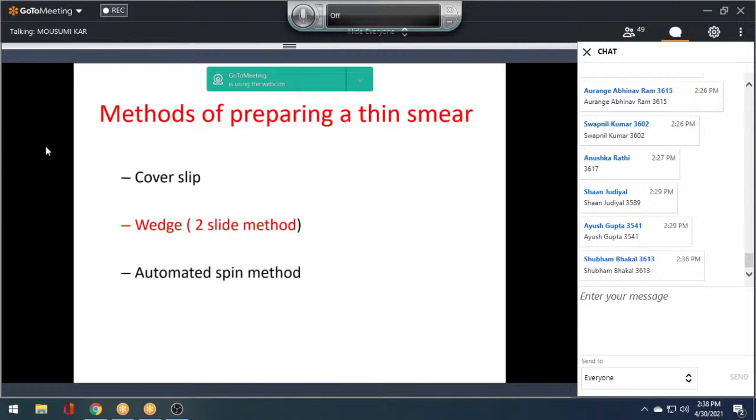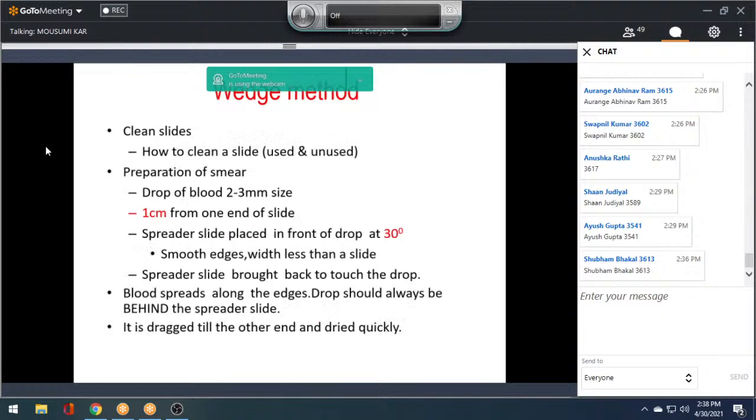Now, there are different methods of preparing a thin smear. Theoretically, you can use a cover slip or an automated spin method. But what we usually do is the wedge method or the 2-slide method, which you should all be well versed with. Because in an institute like AIIMS, of course, a technician will prepare your smear. But in other medical colleges, like the one I came from, we had to make our own smear and then send it to the lab. Lab people didn't used to do anything. So you have to know how to make a good smear. It's not just for the exam.